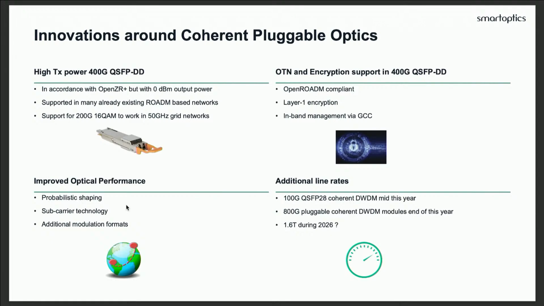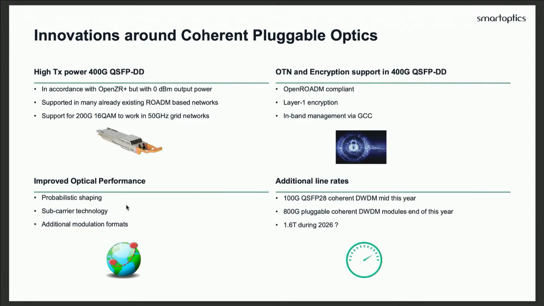These also have a 200 gig 16 QAM mode that I'll come to in a minute, supporting 50 gigahertz grid networks. Otherwise 400 gig will require 100 gigahertz. So the next thing we are seeing now is Open ROADM pluggables. Those are not yet there, but coming almost every month. So they are adding layer 1 encryption, and they are also adding in-band management capabilities and OTN support. So those will take this embedded approach to the next level.